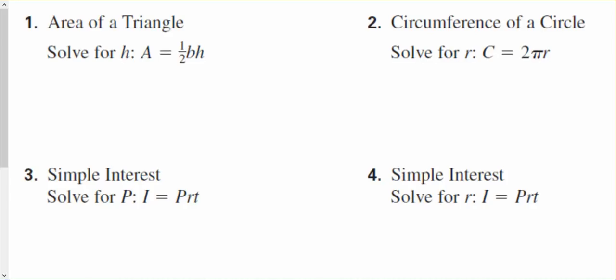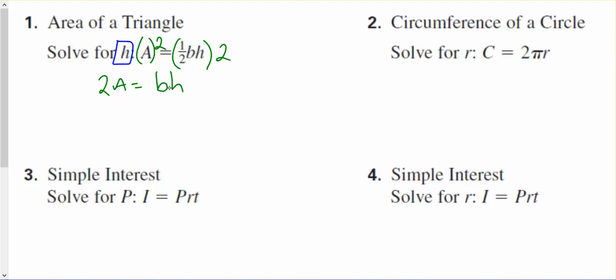So why don't you guys try these? Pause and take a second to try these. The area of a triangle, we want to solve this for h. So we ask ourselves, what's happening? Well, we're being multiplied by 1/2, being multiplied by b. So let's just do these one at a time. What undoes multiplying by 1/2? Multiplying by 2. So I'd get 2a equals b times h.